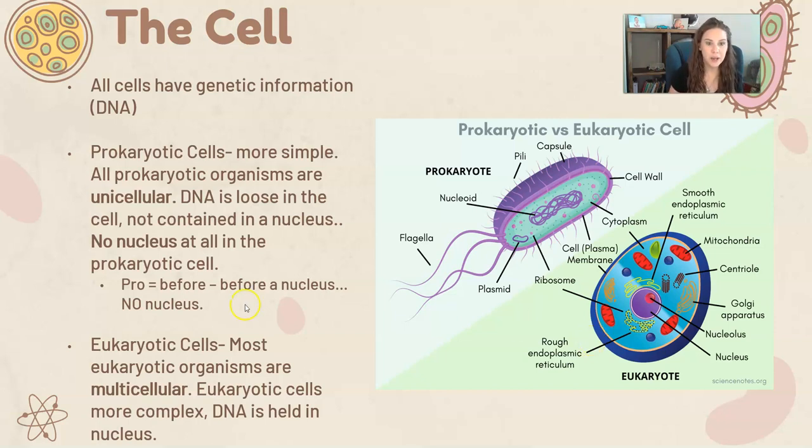In prokaryotic cells, these cells are more simple. They're not nearly as complex. There's not as many organelles inside to give it a complex structure. They're simple. Prokaryotic cells are all unicellular. They're all just one little cell living by itself. And the DNA is loose in the cell. See this squiggly spaghetti looking stuff? That's the DNA. It is not tightly compact into a little ball and held within a nucleus. It gets to swim in the middle of the cell just like that. So there's no nucleus at all in a prokaryotic cell. No nucleus holding that DNA.